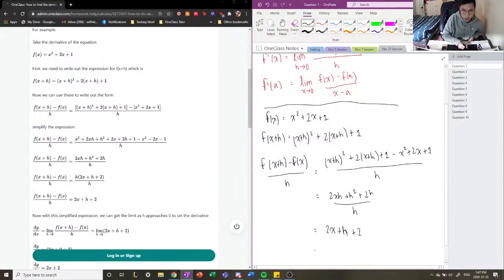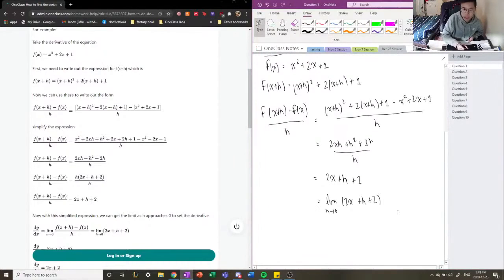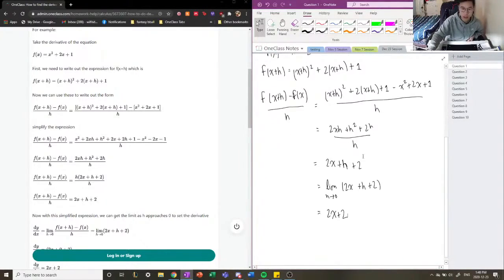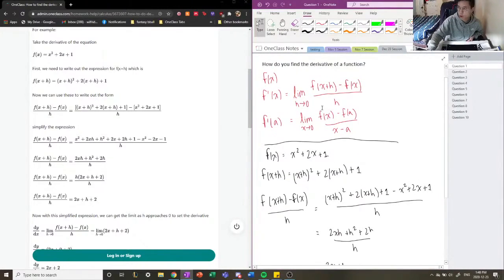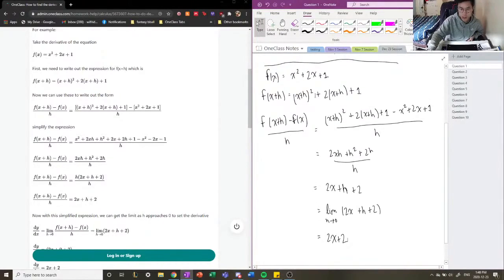Okay. All right. So now we're going to evaluate the limit of this. The limit as h approaches 0 of 2x plus h plus 2. What is that equal to? We're just going to sub in h equal to 0 here, and we're going to find the limit. That's going to equal 2x plus 2, which is the derivative of this function, x squared plus 2x plus 1. So by using this limit definition of a derivative, we're able to calculate the derivative of this function.